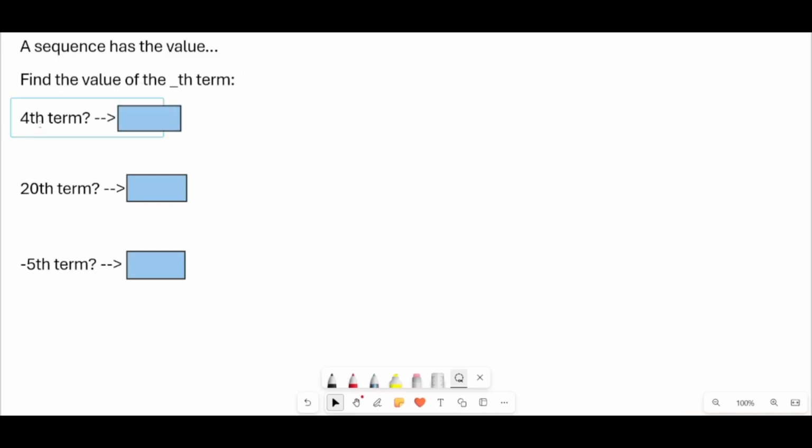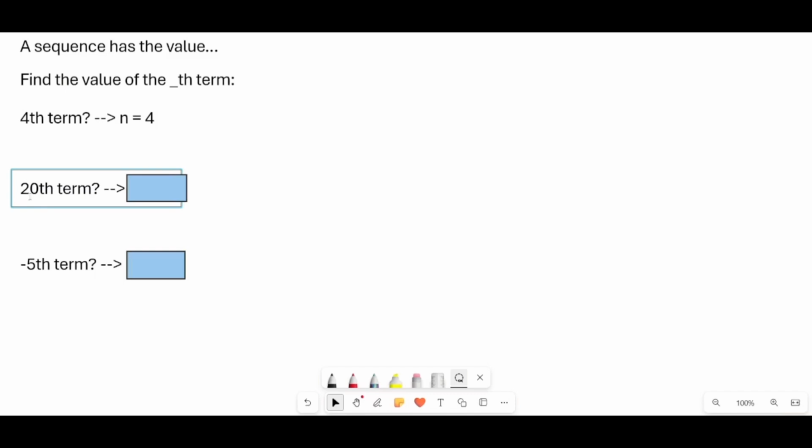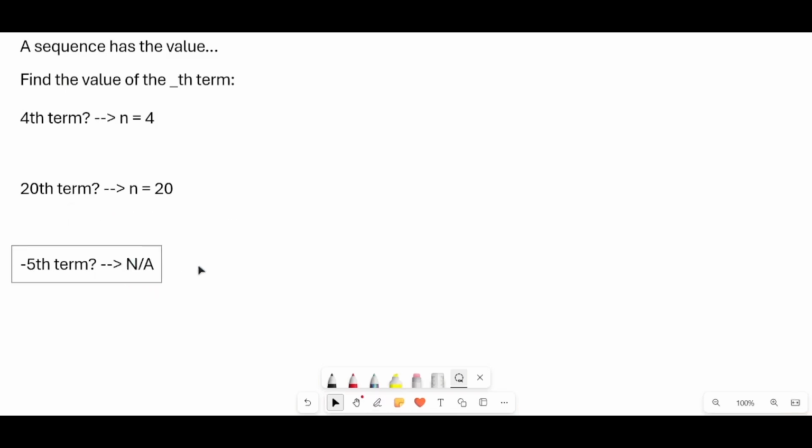So for example, if it asks you to find the value of the fourth term, n is going to be equal to 4. So with that in mind, 20th term, what's that going to be equal to? If you said 20, then you'd be correct. And the minus fifth term, if you said that it doesn't work, I'm afraid that was a trick question, because it's a specific term in the sequence, it's not allowed to be negative or decimal. So keep that in mind. But if it's a positive whole number, then whatever term it's asking you for, n is going to be equal to that number.